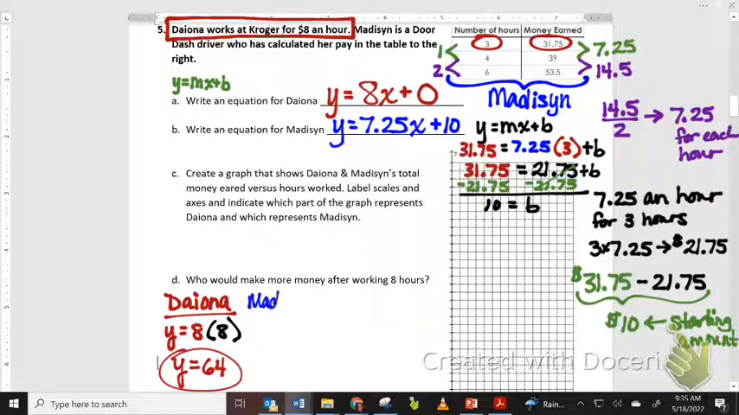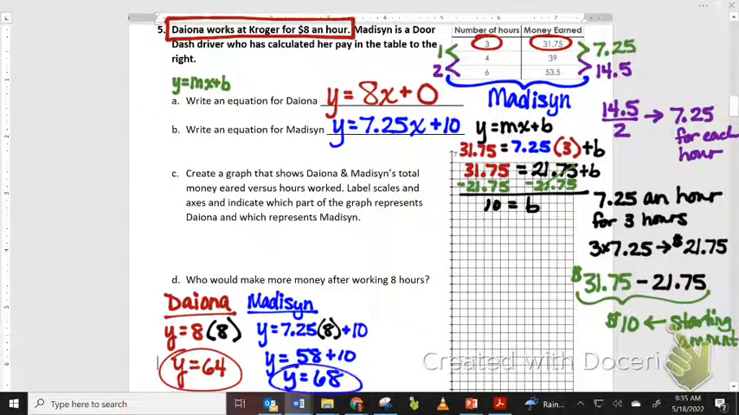Madison. $7.25 an hour for 8 hours. But remember, she gets that little bump. She gets that extra 10. What is 7.25 times 8? 58. 58 plus 10. So she gets $68. So Madison makes more.